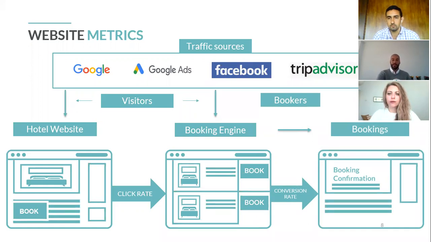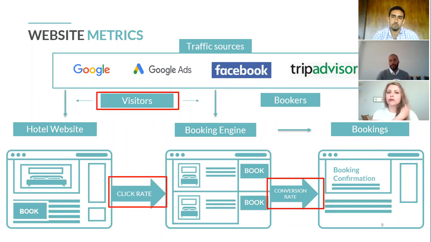So here, what we wanted to highlight is the metrics that would really help you make the right decisions. These are the top three that we'll cover throughout the webinar, to give you a good sense of what you need to pay attention to as a hotelier to better understand your website performance. So first we'll have visitors, then the click rate, meaning how many people move from your hotel website to the booking engine, and the last part, the conversion rate, which is the number of people that convert from visitors, from lookers, into bookers.